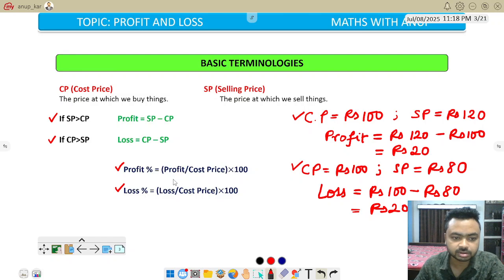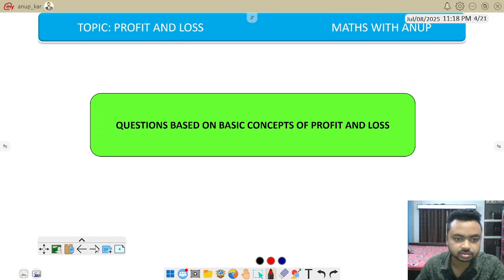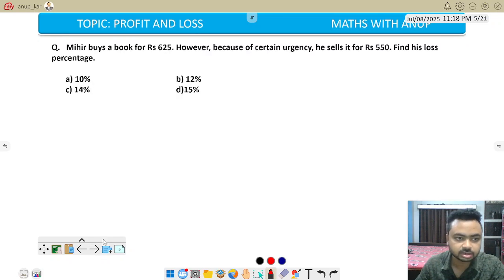So that's why we consider the profit percentage and loss percentage based on cost price. So the formula for profit percentage is profit upon cost price into 100, and loss percentage is loss upon cost price into 100. So further let's move to solving some of the problems. So questions based on basic concepts of profit and loss. So let's take the first basic example.